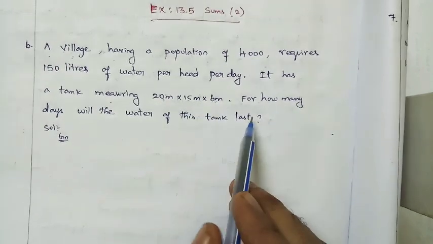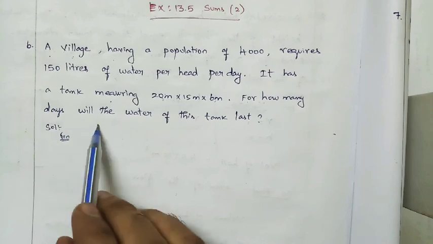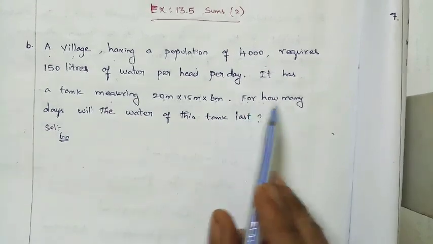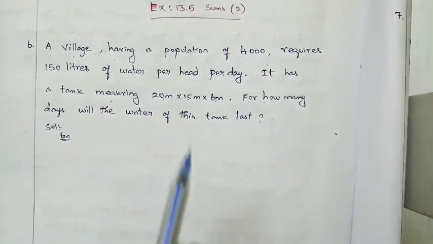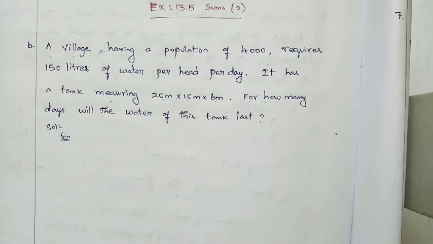Next, what are they asking? For how many days will the water of this tank last? For how many days? So the number of days. Number of days, number of objects, number of people. So how do we want to find it? Total divided by each. Total water divided by each water.